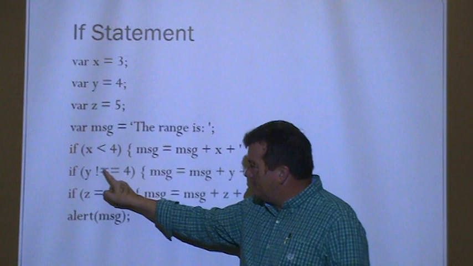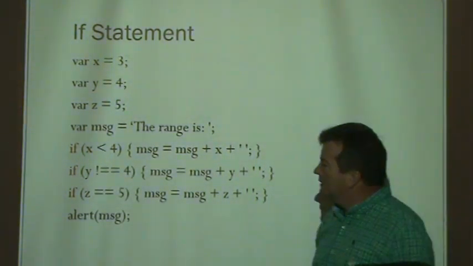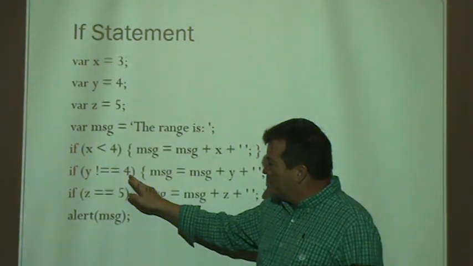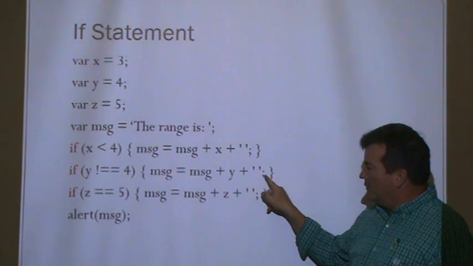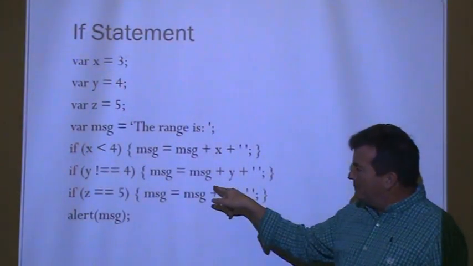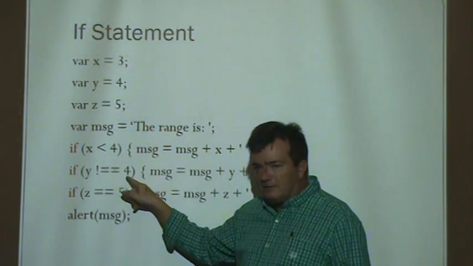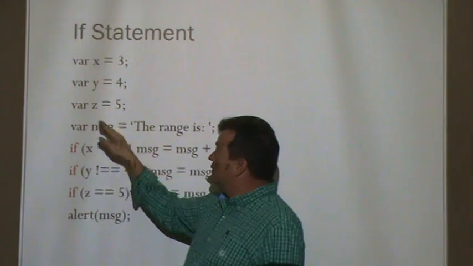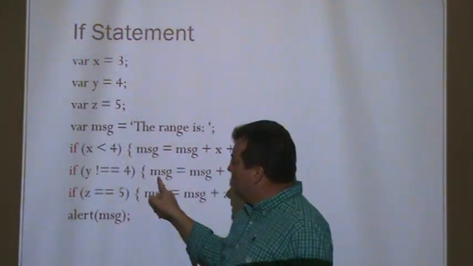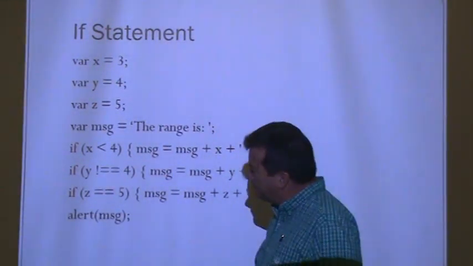Okay? Now the next statement says if y, this means not, an exclamation point. If y is not, double equals means you're asking a question on the equal, you're not assigning something. So if y is not equal to 4, then I'm going to run this line of code. I'm going to say message equals message plus the value of y. So would this statement be true? Is y not equal to 4? So y is equal to 4, so this is a false statement. Therefore, this line of code will not run.